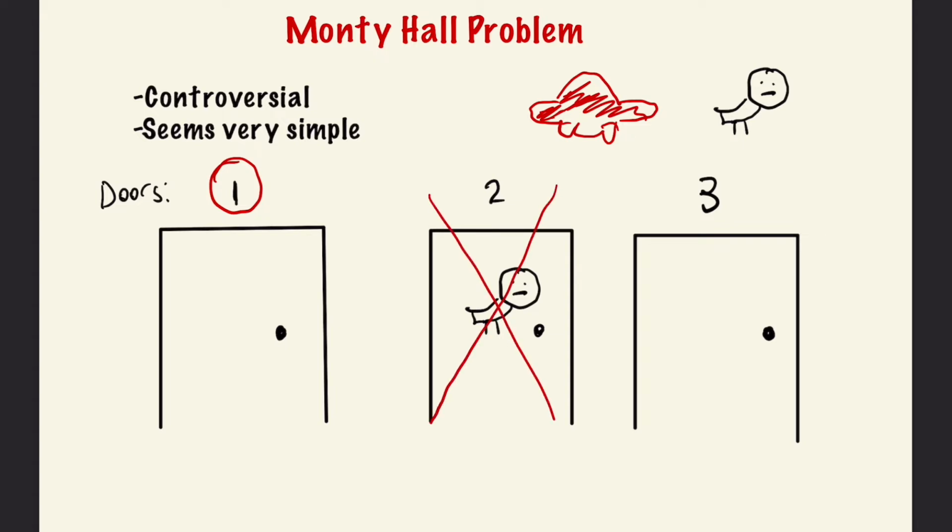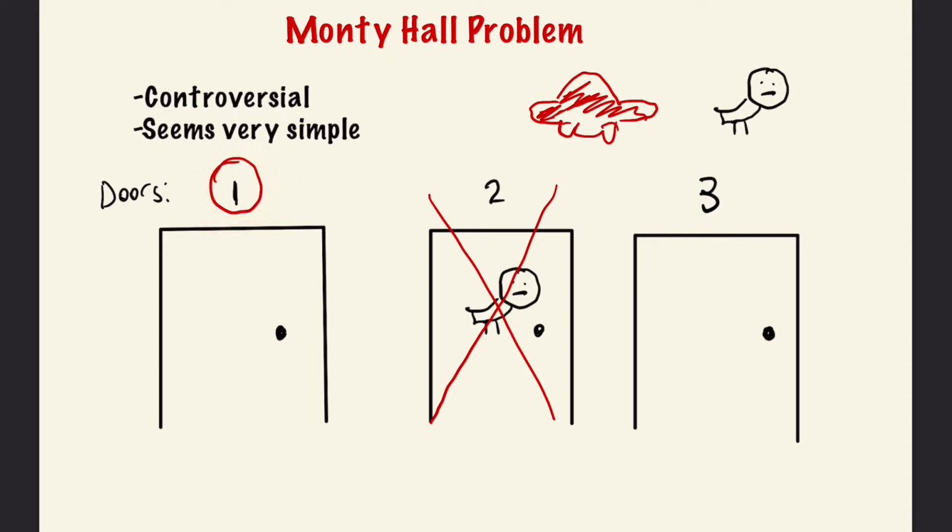So now we have 2 doors. We have door number 1, which we've picked, and door number 3 left. Behind one of these doors is the car, and behind the other is the goat. Now he asks, do you want to switch your original choice of door number 1 to door number 3? Or do you want to stay on door number 1?